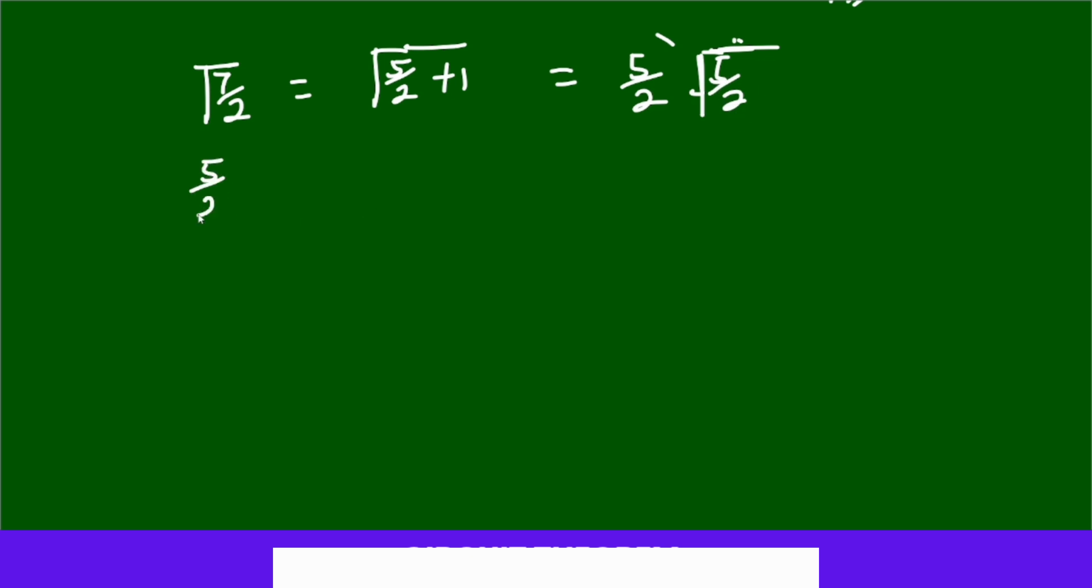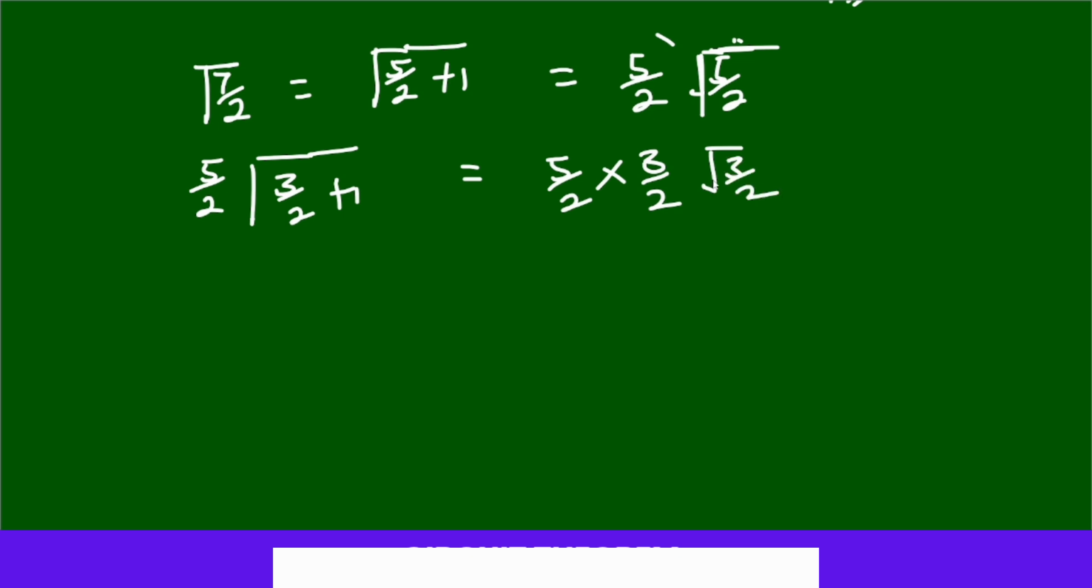So this can be the same as 5 on 2. Gamma of 5 on 2 can also be written as, 5 on 2 can be written as 3 on 2 plus 1, right? Which of course is the same as 5 on 2 times, rewriting this one in another form, 3 on 2 gamma of 3 on 2, right? So it means that we are going to get 15 on 4 gamma of 3 on 2.